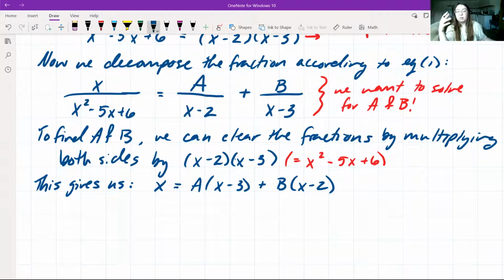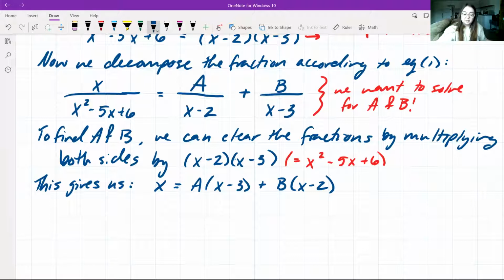Because essentially when we multiplied a over x minus 2 by x minus 2 times x minus 3, our x minus 2's canceled out. What we were left with was a times x minus 3, and then the same thing for b. When we had b over x minus 3, multiplied by x minus 3 times x minus 2, our x minus 3's canceled out, so we're just left with b times x minus 2. And then since x minus 2 times x minus 3 was equal to x squared minus 5x plus 6, the whole denominator was canceled out for x divided by x squared minus 5x plus 6, which just left us with our numerator of x. So we have x is equal to a times x minus 3 plus b times x minus 2.